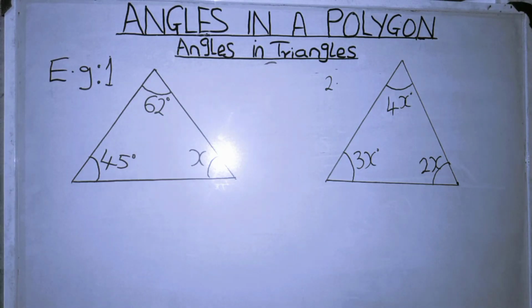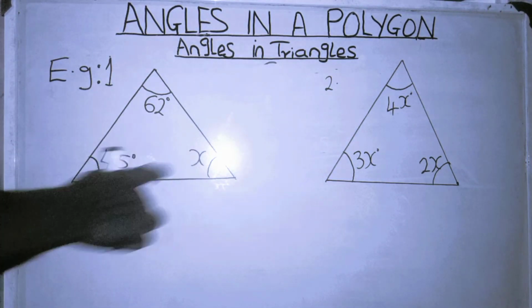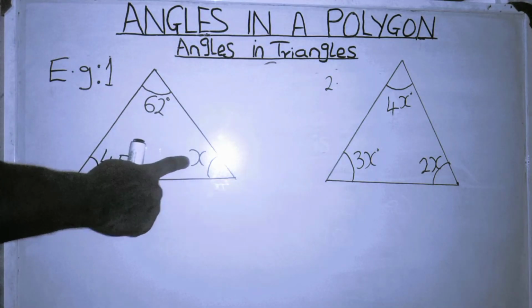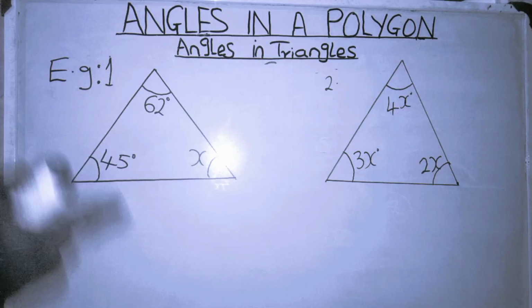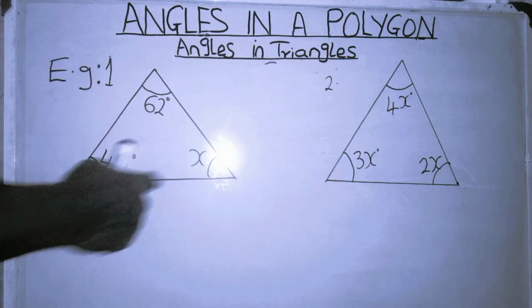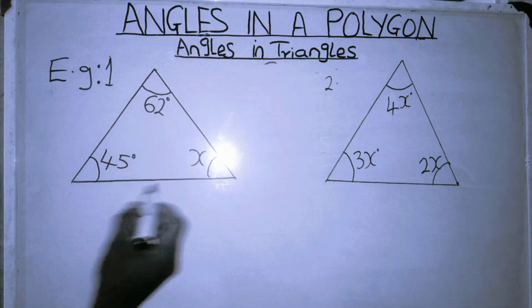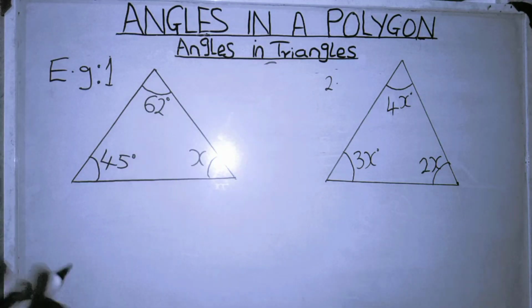All right, so take a look at number 1. In number 1, you have the interior angles 62, 45, and x. Remember what we said, we are looking for the unknown angle, which is x. And for us to get that, we have to sum all the interior angles of a triangle. Remember, all the interior angles of a triangle equal 180 degrees. I have proven that to you. So for us to get the unknown angle, all we need to do is sum up all the interior angles here and say it is equal to 180 degrees, because the sum of the interior angles of any triangle is equal to 180 degrees.